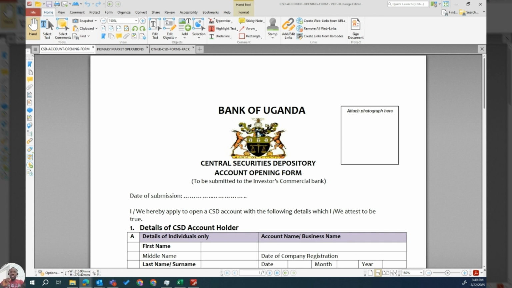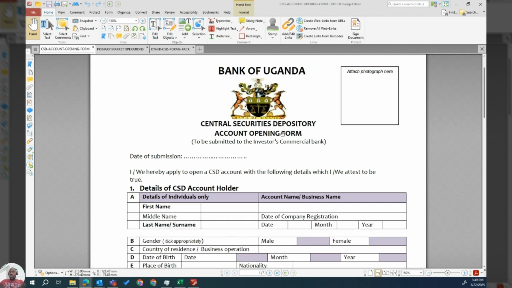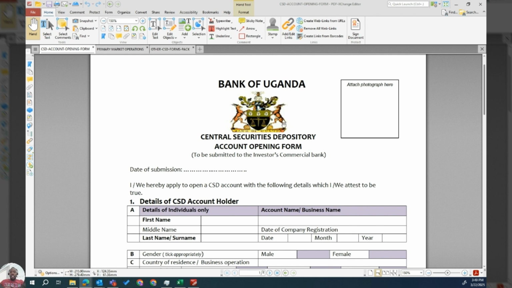When you are to invest in a treasury bond, the first account you have to open up, we call it the Central Securities Depository account. You have to fill up a form that looks like this, right? So you can go to any commercial bank. It might be Post Bank, it might be ABSA, it might be Stanbic, DFCU, Housing, Standard Chartered, Equity, Baroda, NCBA, whichever bank you bank with, just go to them and ask for a Bank of Uganda CSD account opening form.